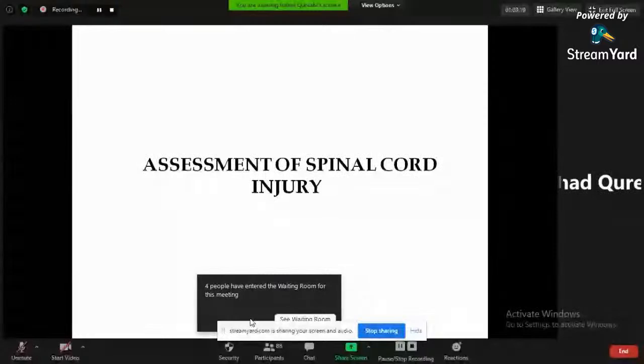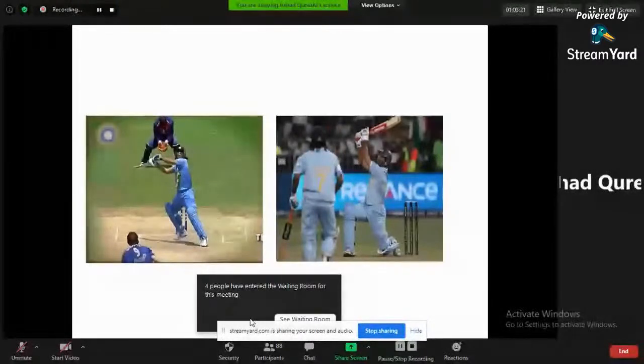The two pictures, photographs. Everybody must be questioning what the relationship is of these pictures over here with the assessment of spinal cord injury. In the first picture, it's a signature shot, and in the second picture, it's a signature event or historic event.